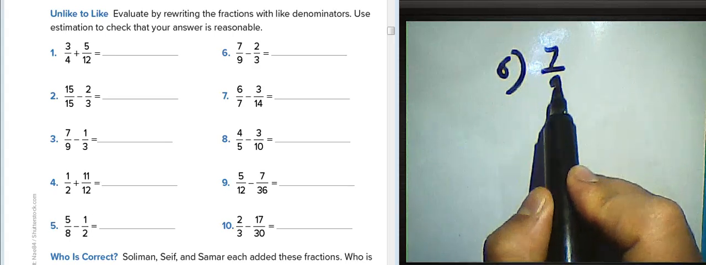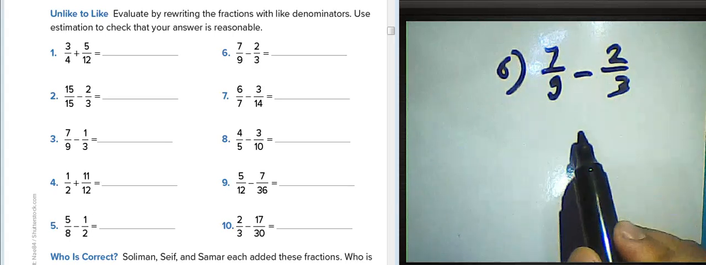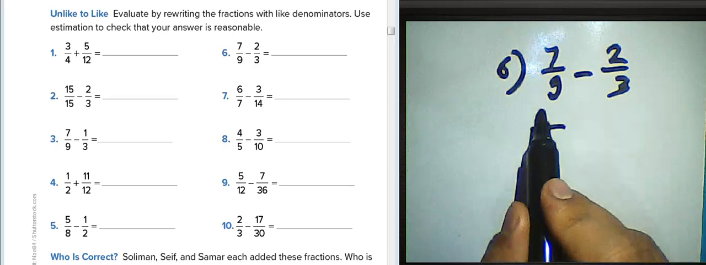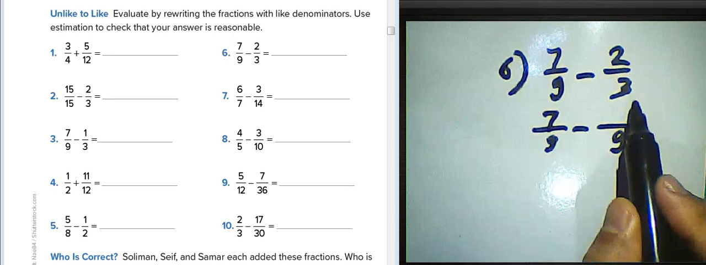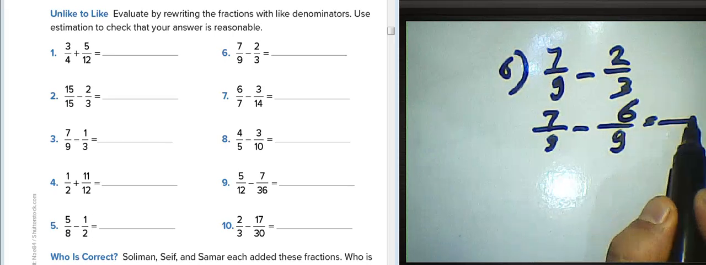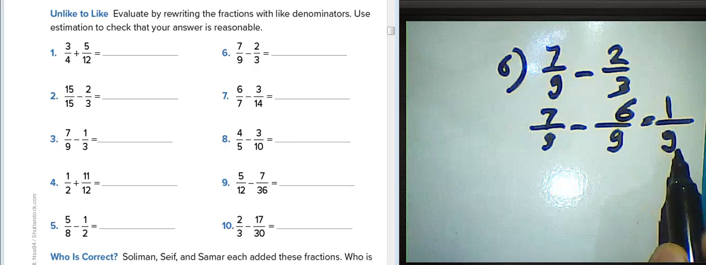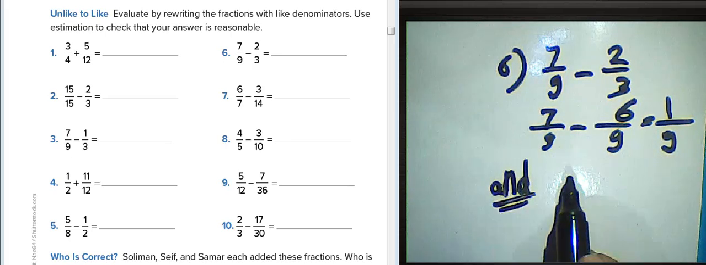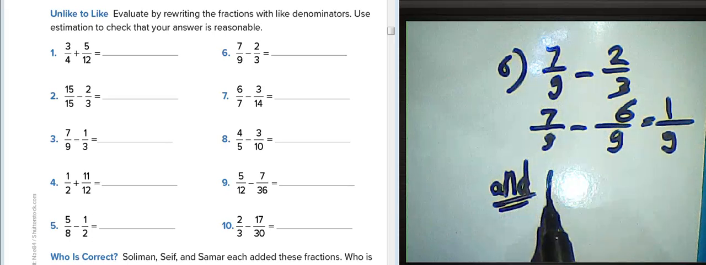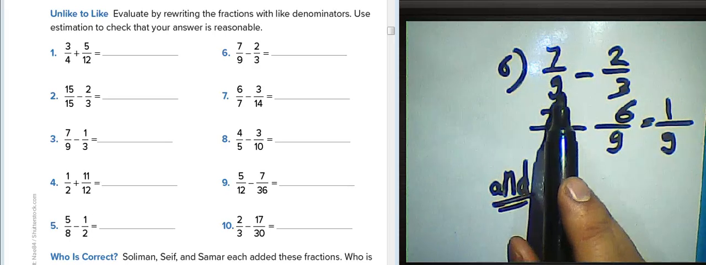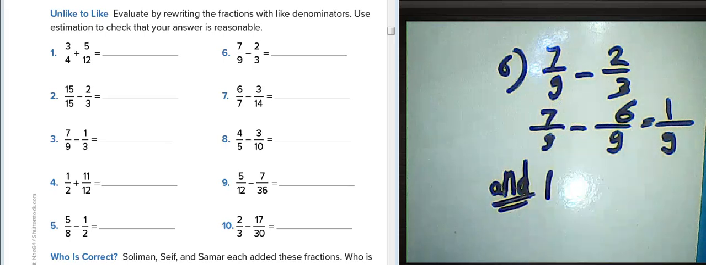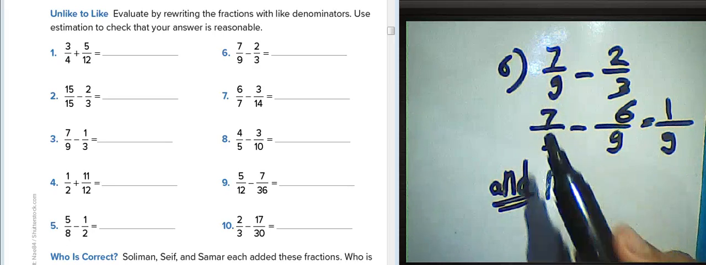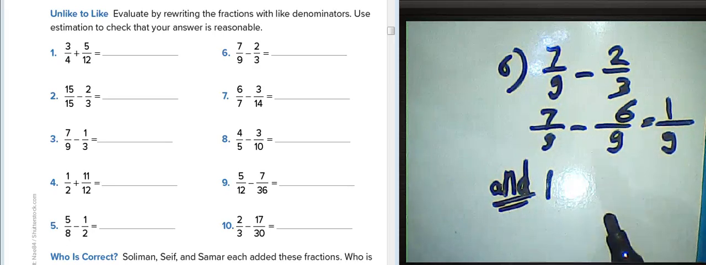7 over 9 minus 2 over 3. We must write the least common multiple between them. It will be 9. 3 times 3 equals 9. 3 times 2 equals 6. And the difference between them is 1 over 9. And it will be nearest to what? 7 over 9 is nearest to 1, because half of 9 equals 4.5, and 7 is more than half of the denominator. So it will be nearest to 1.